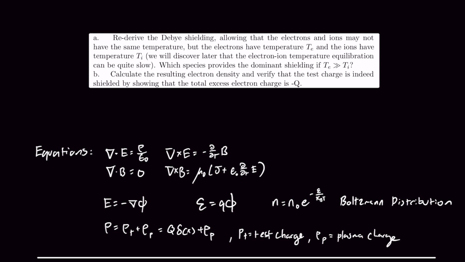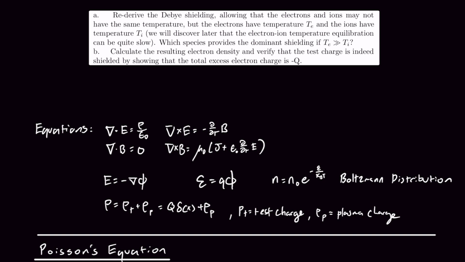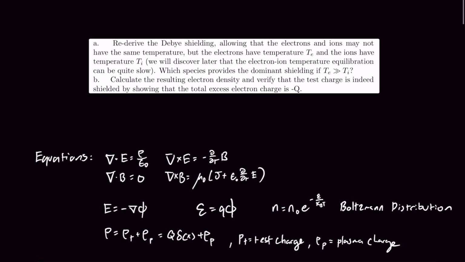So it's going to ask which species will provide the dominant shielding if the temperature of the electron is much greater than the temperature of the ion. And finally, calculate the resulting electron density and verify that the test charge is shielded by showing that the total excess charge is negative Q.